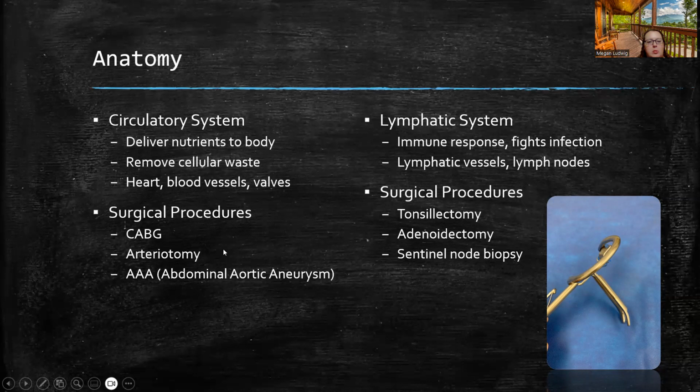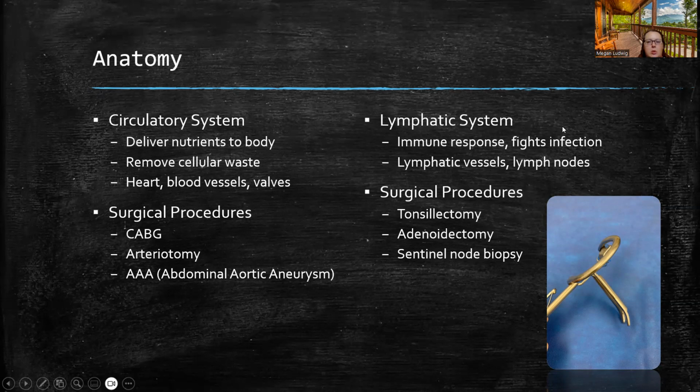And arteriotomy is very common. Otomy, incision into what? The artery. Incision into an artery, cutting into an artery for access. AAA we've talked about. And then lymphatic system is also closely related to the circulatory because they both are basically circulating something. Circulatory system is a closed circuit in that it can just keep going. The lymphatic system is open.